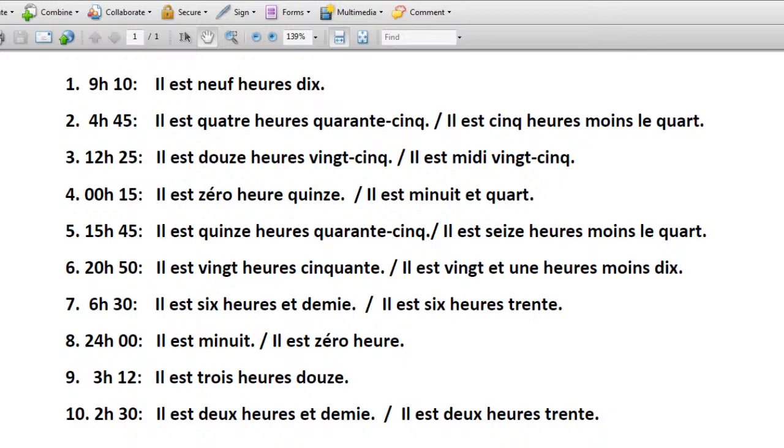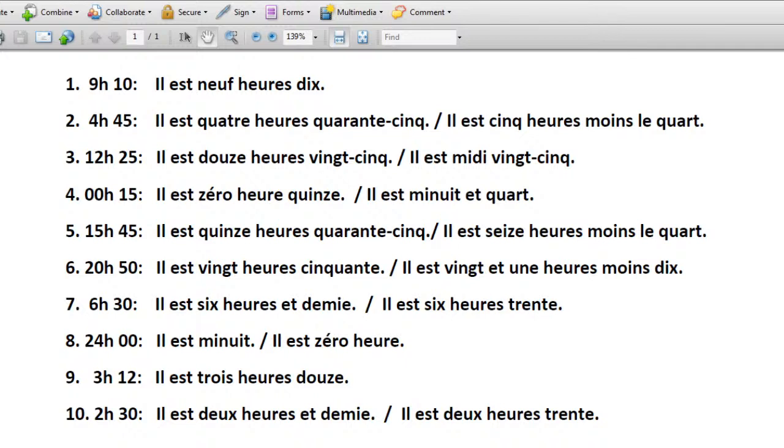Il est 9 heures. 9, 10. Il est 9 heures 10. Il est, I said, il is impersonal. It doesn't refer to a person here. Elle is feminine, but you use only il. 9 heures 10. Next. 4:45.